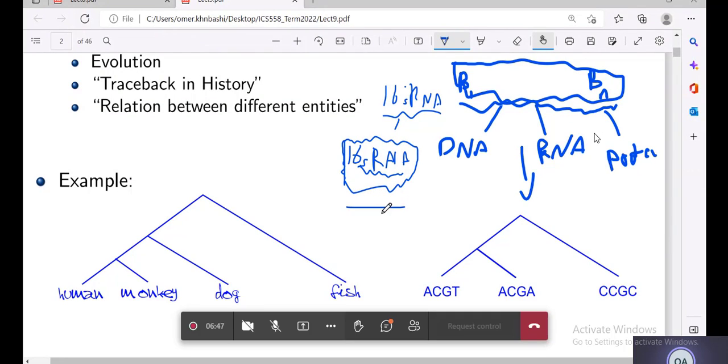Remember, we have DNA, and then we have RNA, and then we have the protein. Who is doing this step? This is the ribosomal RNA. So we have two types of ribosomal RNA: the 16S, the small one, and the 18S.